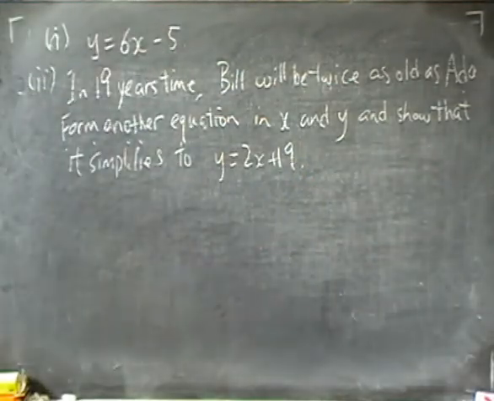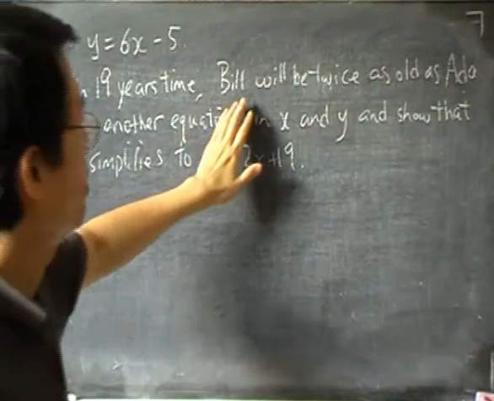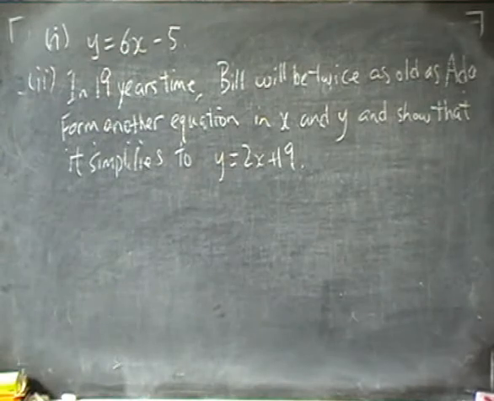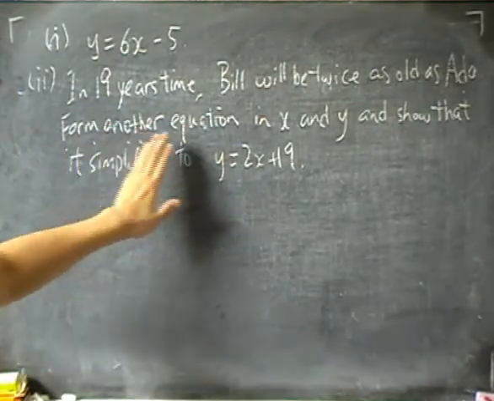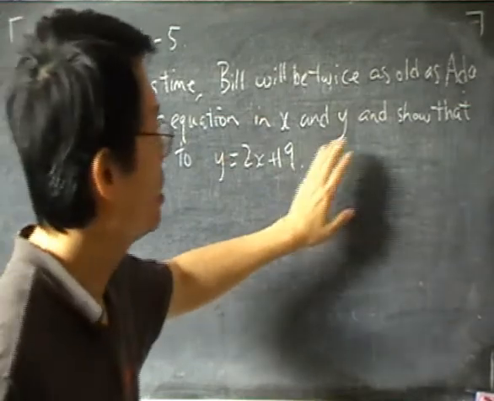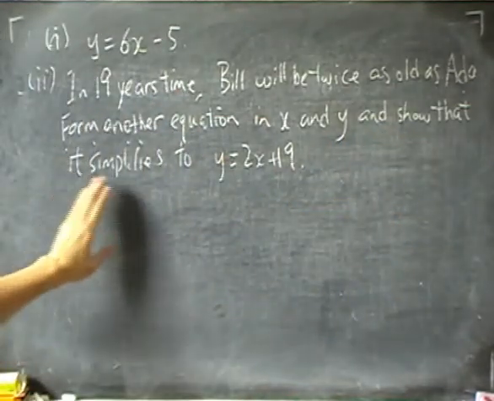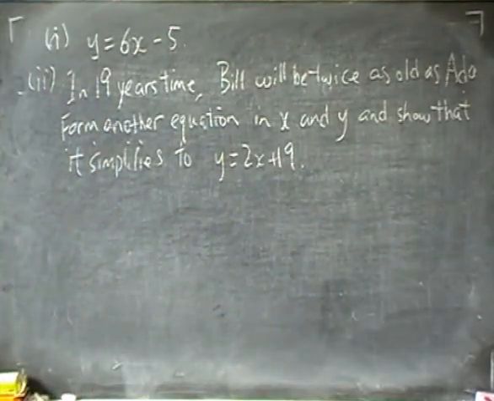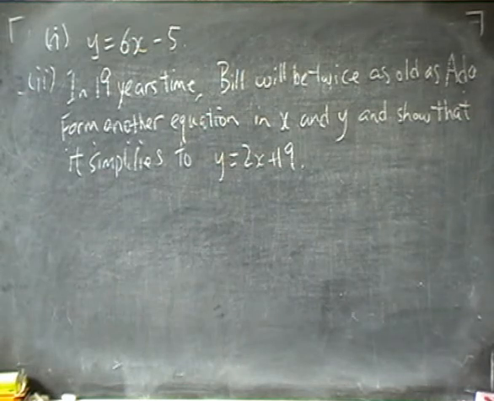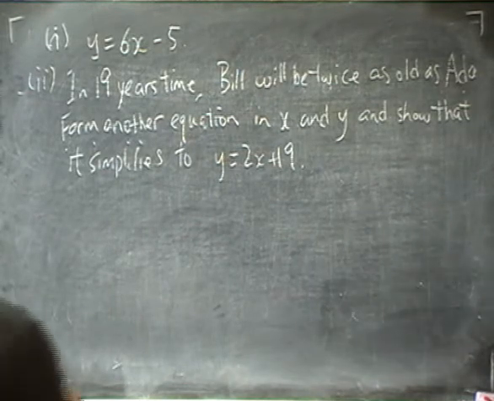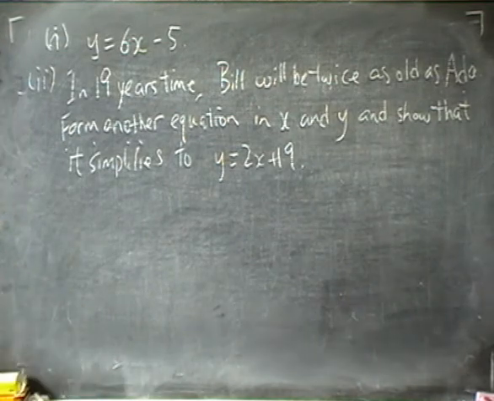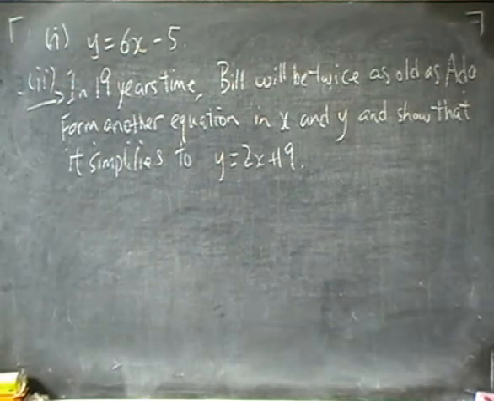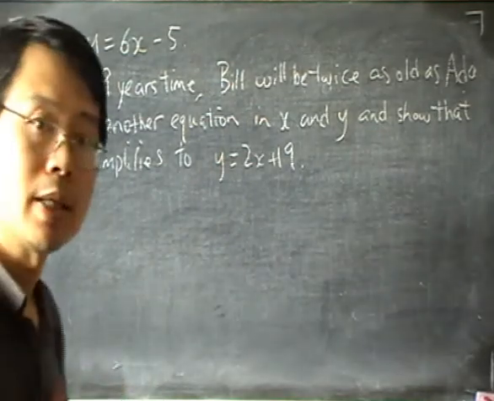This is the next part. In 19 years' time, Bill will be twice as old as Ada. Form another equation in x and y and show that it simplifies to y equals 2x plus 19. So that's the key information, and we follow the same idea as before.